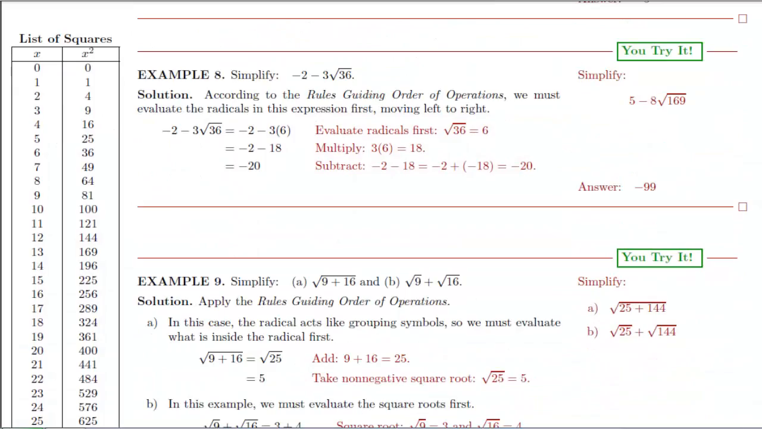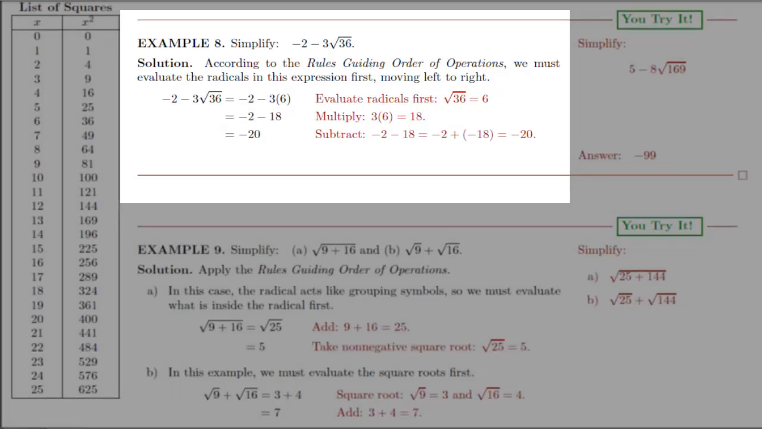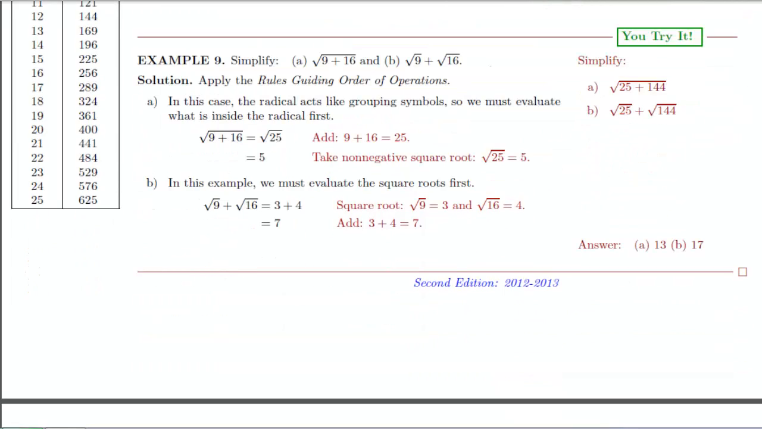Example 8. Simplify negative 2 minus 3 square root of 36. Solution. According to the rules guiding order of operations, we must evaluate the radicals in this expression first, moving left to right. So square root of 36 is 6. Then multiplying, 3 times 6 is 18. Then subtracting from left to right, negative 2 minus 18 is negative 20. Example 9. Simplify a, the square root of 9 plus 16. And b, the square root of 9 plus the square root of 16.